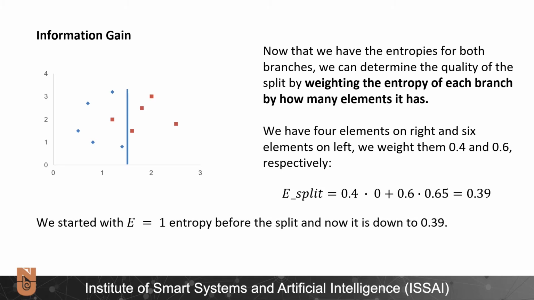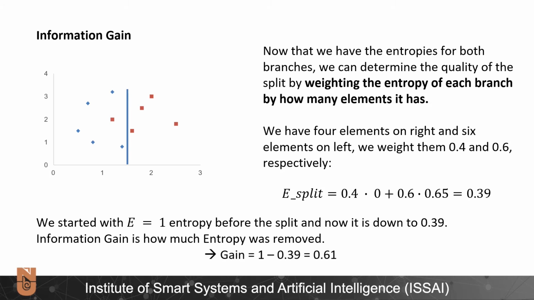We started with the entropy of 1 before split, and now it is down to 0.39. Information gain is how much entropy was removed. In our case, we removed 0.61.